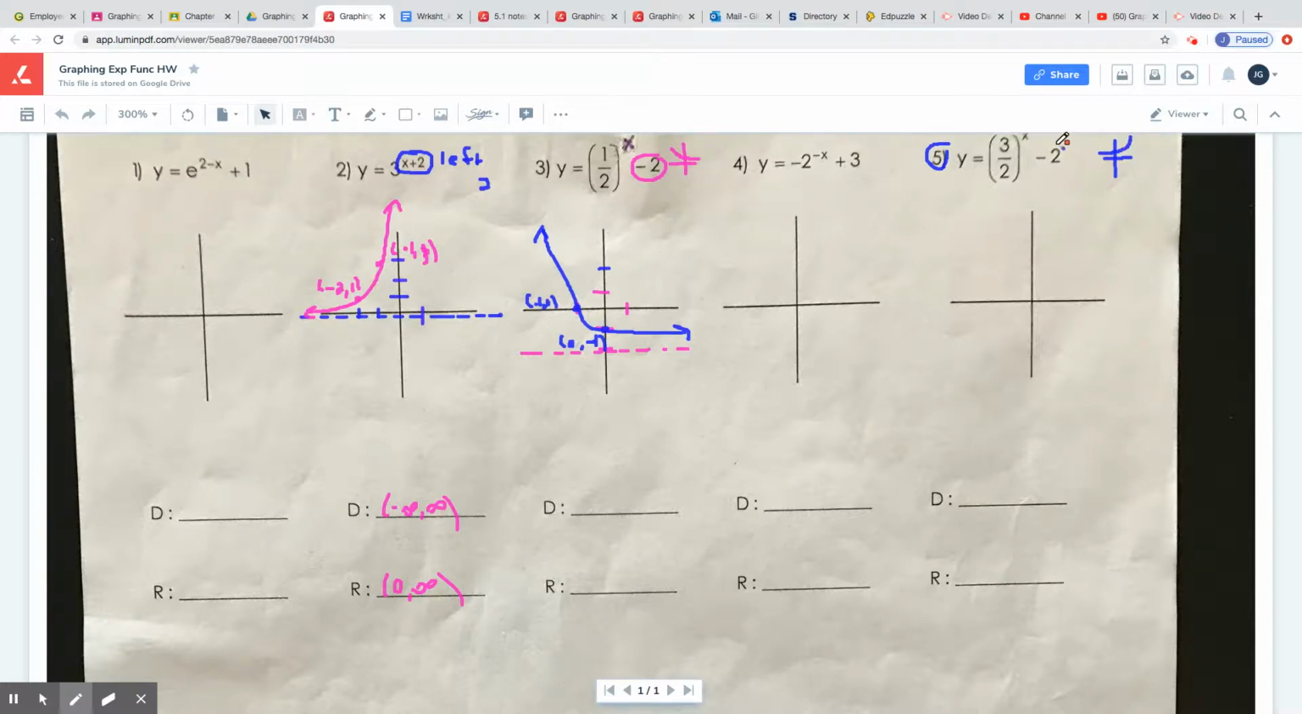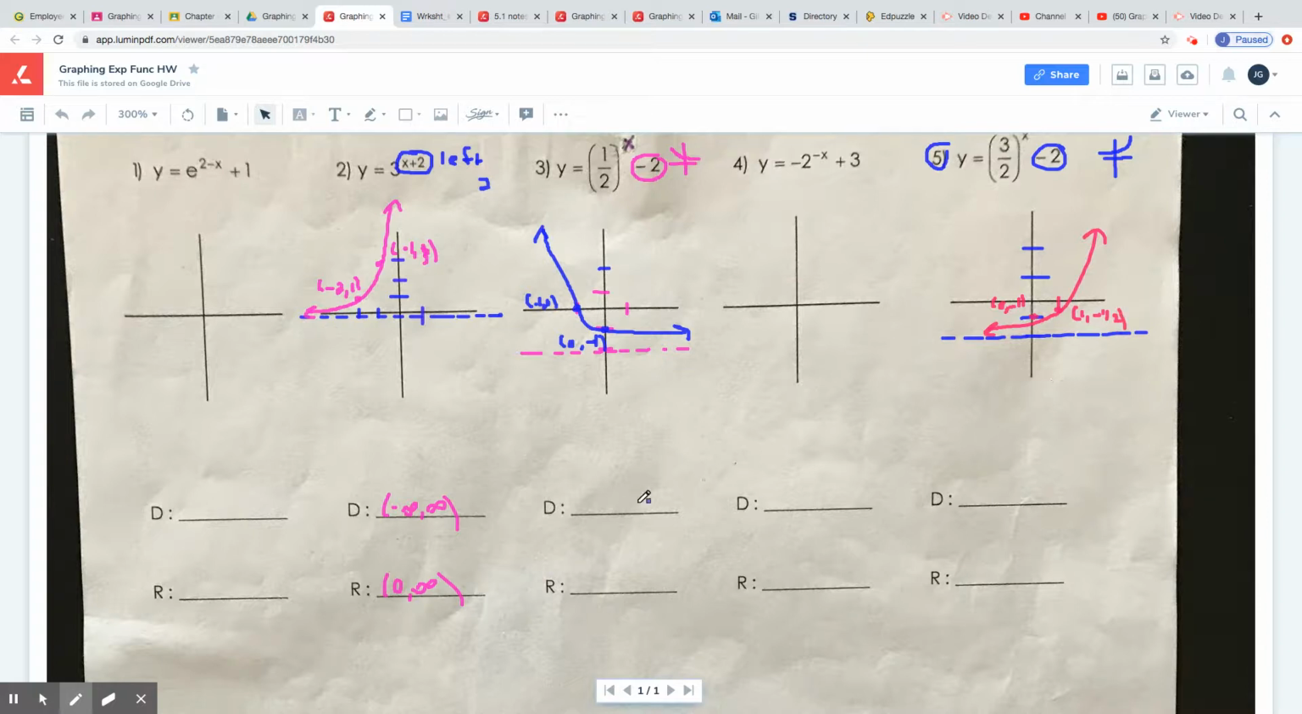But since it is, once again, we're going to move down 2. This moves everything down 2. So horizontal asymptote is going to be at negative 2. We would normally be at (0, 1), but we're going to move down, so it's going to be at (0, -1). And normally we're at (1, 1.5). We move it down 2, and it's going to be right there. If you're at (1, 3/2) and you minus 2, that's going to be (1, -1/2). And there you go.